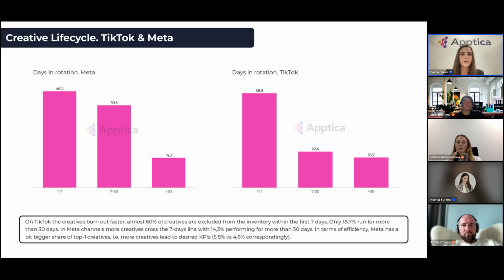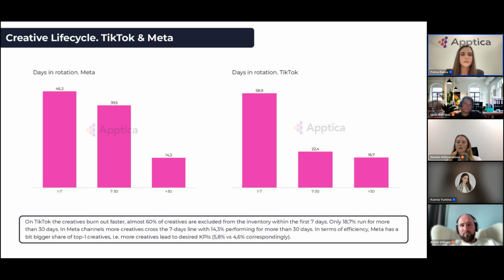When we analyze our red line that is leading us through the whole webinar, TikTok and Meta platforms, here I want to focus on them specifically in terms of creative life cycle. So on TikTok, the creatives burn out faster. Almost 60% of creatives are excluded from the inventory within the first 7 days. Only 18.7% run for more than 30 days.